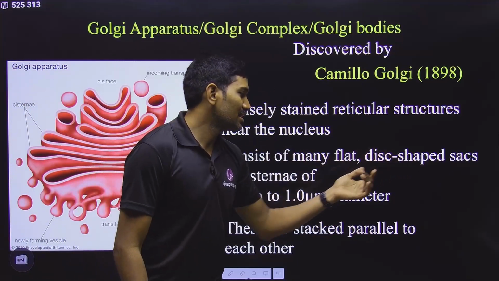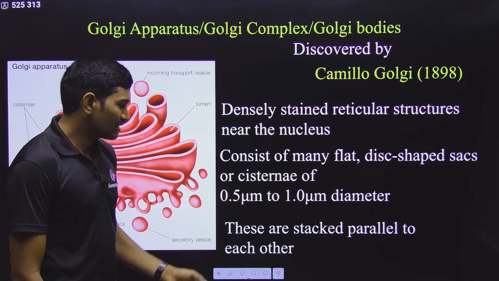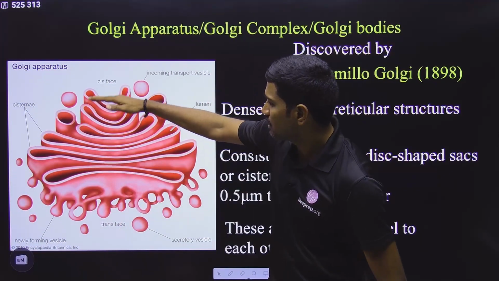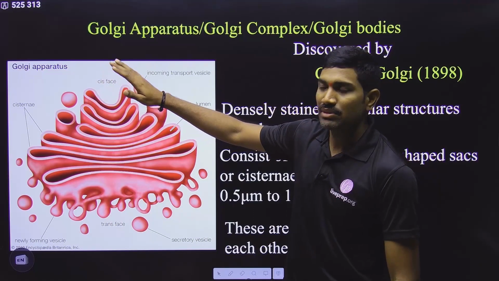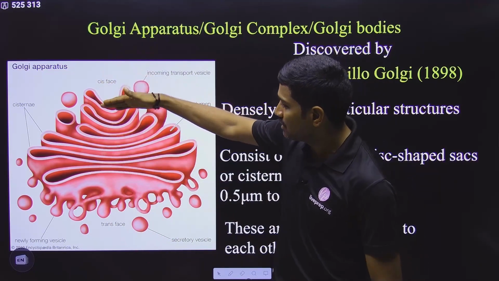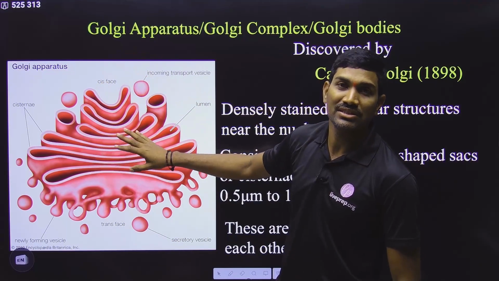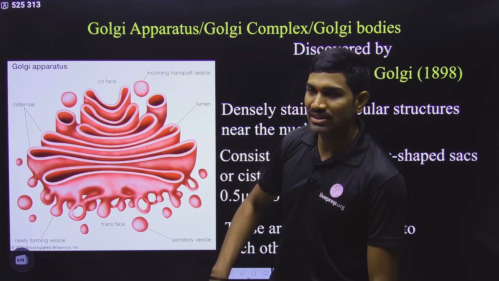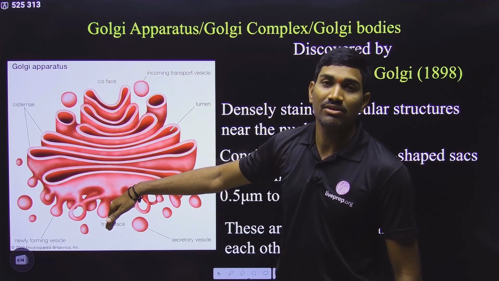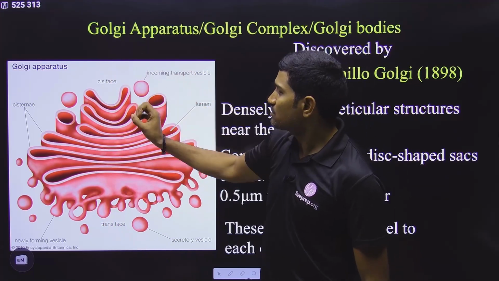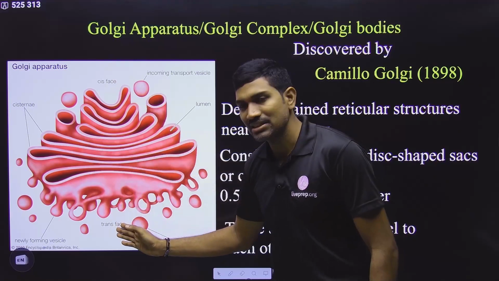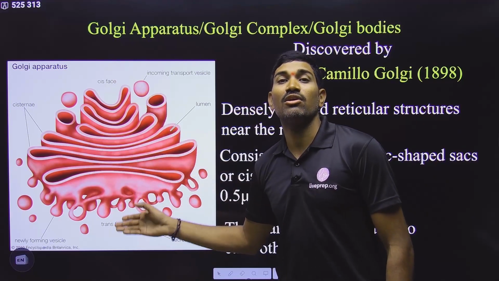These are flat disc-shaped structures of different sizes, and they are stacked parallel to each other, one above the other. Sometimes they are interconnected, sometimes they are not, but functionally they have specific, distinct functions. And here also we talk about some phases. Cis phase on one side, trans phase on the other side. Cis is also called the convex or forming phase, whereas trans phase is called the maturing or concave phase.